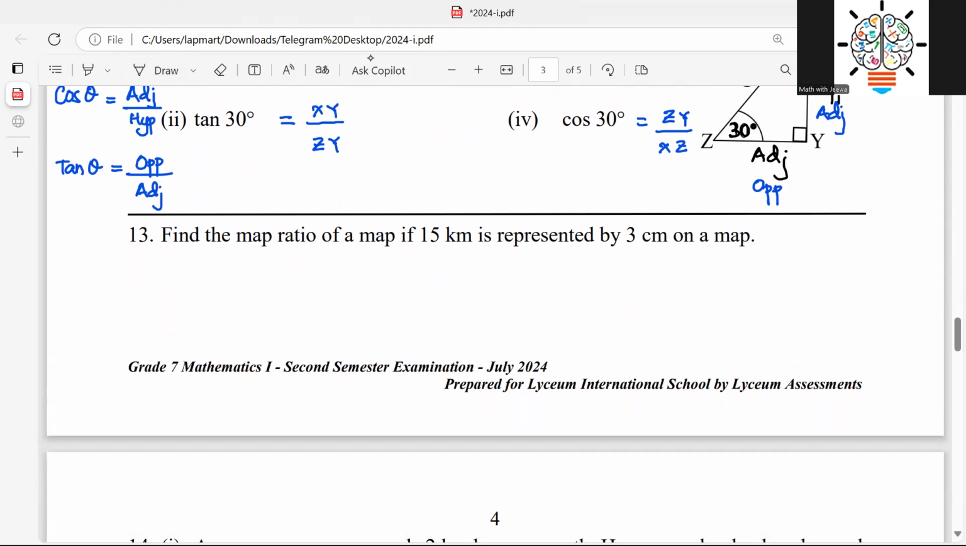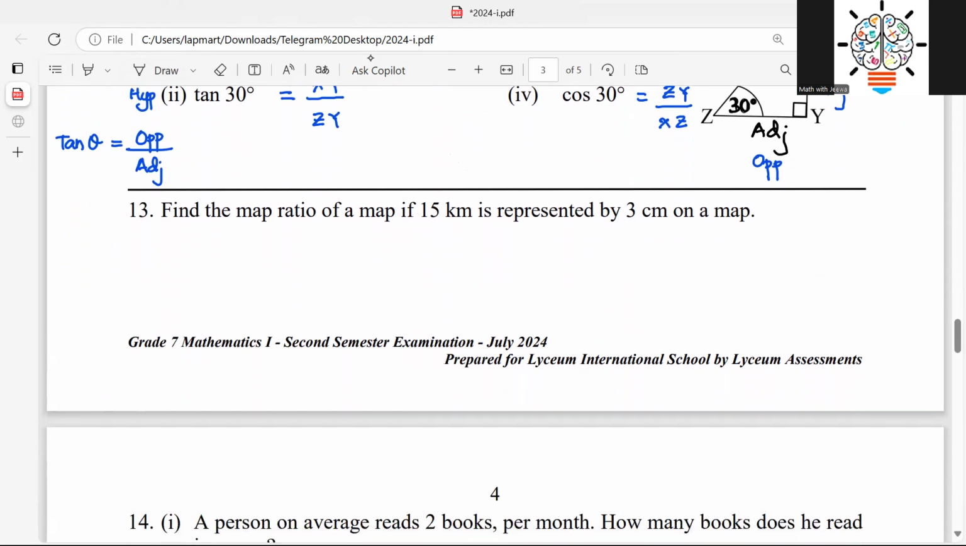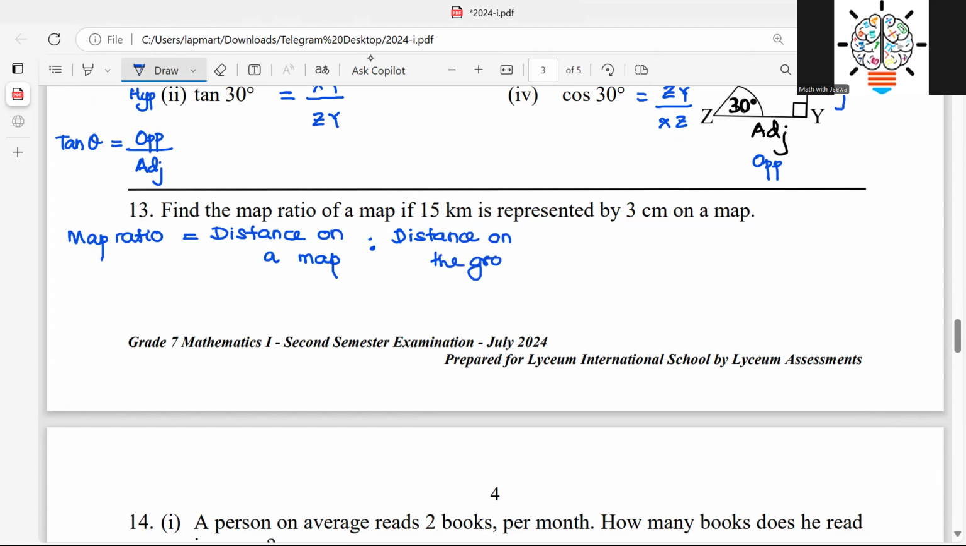Then the next one, find the map ratio of a map if 15 kilometers is represented by 3 centimeters. First of all, you want to understand what you mean by the map ratio. The map ratio is the distance on a map to distance on the ground, right?